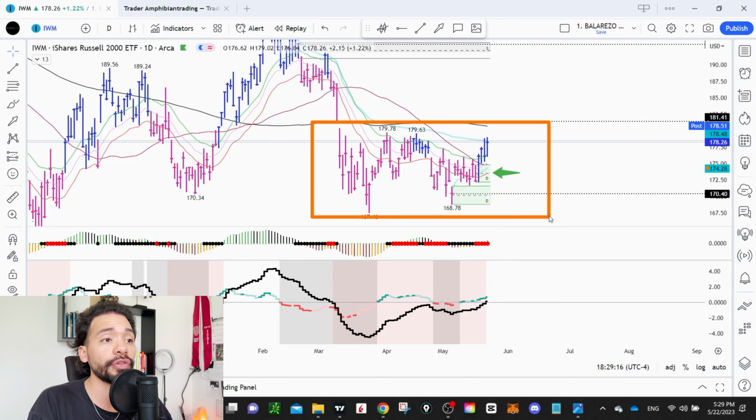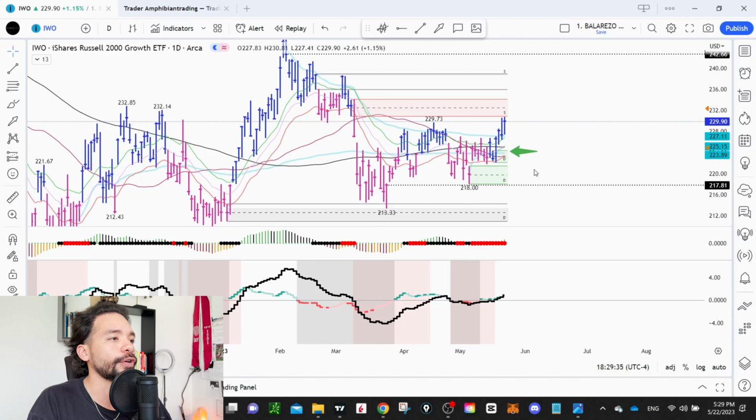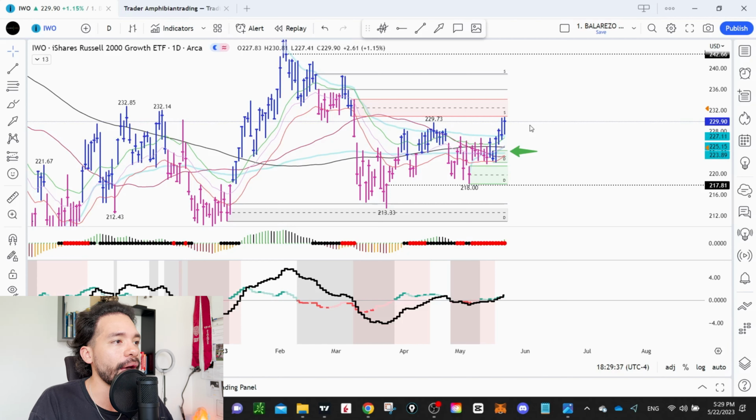And I'm actually looking for a little bit of a catch up right here in the Russell. You can also see the IWO with kind of the same pattern, which I think is pretty fascinating, and it's actually pretty cool to see that the IWO, which is basically the Russell 2000 growth ETF, is actually outperforming the IWM. So any pullbacks into demand, I think they're going to be an amazing opportunity to get long.